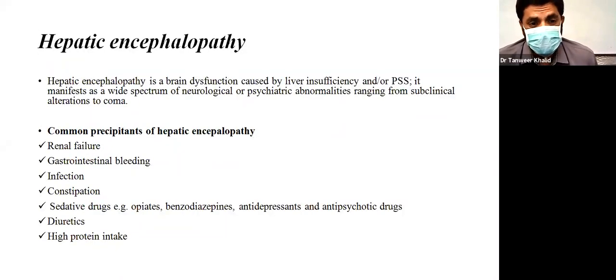Hepatic encephalopathy is a brain dysfunction caused by liver insufficiency or portal systemic shunt. It manifests as a wide spectrum of neurological or psychiatric abnormalities ranging from subclinical alteration to coma. Common precipitants are renal failure, GI bleeding, infections, constipation, sedative drugs, diuretics, and high protein intake.